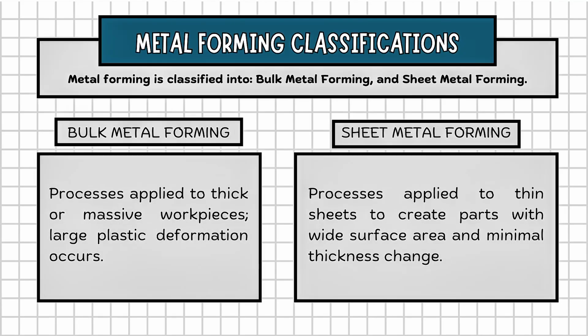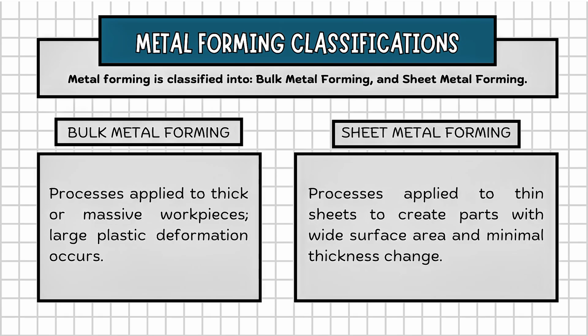Moving on to metal forming. So, bulk metal forming. Bulk metal forming are processes applied to thick or massive workpieces where large plastic deformation occurs. In bulk metal forming, we work with thick and heavy starting materials like billets, blooms, bars, and large ingots. Processes under this category, such as forging, rolling, extrusion, and wire drawing, subject the material to significant plastic deformation. The operations typically involve compressive stresses, and the metal flows into new shapes with substantial changes in both cross-section and dimensions. This is where we form items like gears, shafts, rods, structural sections, and many high-strength components.